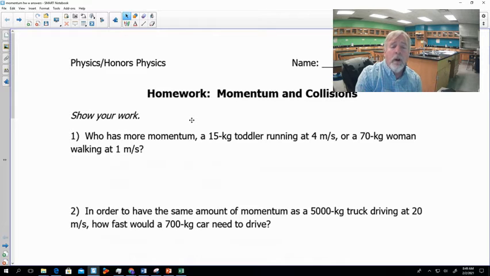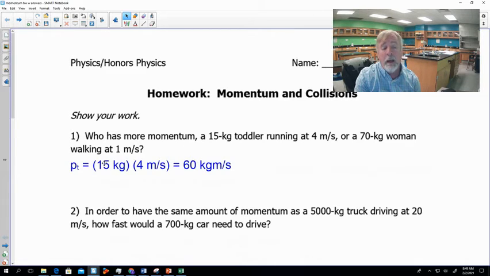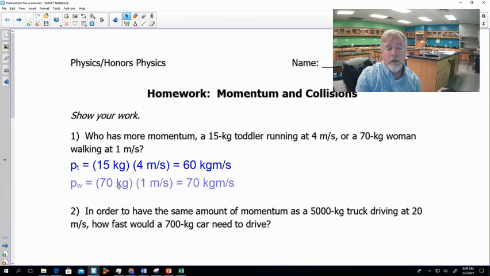So our first homework problem that we're going to look at, again, we're talking about momentum and collisions. And our first one's pretty straightforward. Who has more momentum? The 15 kilogram toddler running at 4 meters per second or the 70 kilogram woman walking at 1 meter per second? We just have to do our math, right? What's the momentum of the toddler? Mass times velocity, 15 kilograms times 4 meters per second. We get 60 kilogram meters per second. Do the same thing for the woman. Her momentum is 70 kilogram meters per second. So yeah, the woman has more momentum.